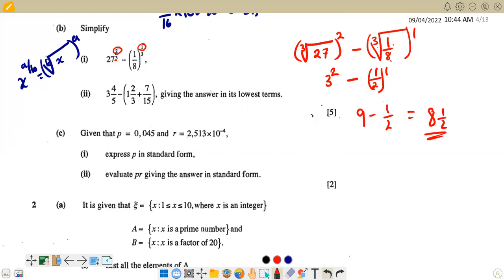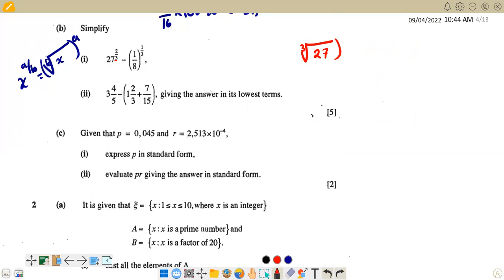And the other part we're now given on item 2 is 3 and 4/5 minus a bracket of 1 and 2/3, plus 7/15. So what we're going to do in this case is just apply our BODMAS. We've got our BODMAS here, but we've got mixed fractions. So let us try by all means to have them as improper fractions before we apply any part of our BODMAS.